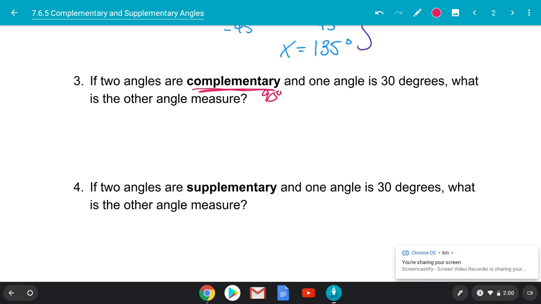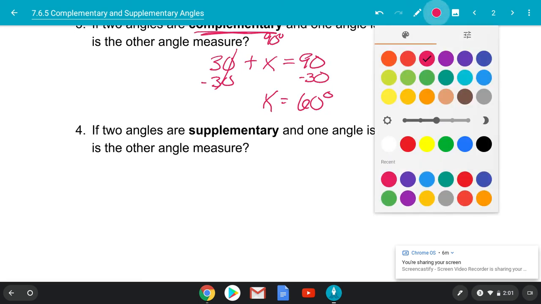the other angle measure? So same idea, I'm going to say 30 plus my other unknown angle is equal to 90 degrees. Solving this one-step equation, or if you were to just do 90 minus 30, we're going to get x equals 60 degrees. So our unknown angle is 60 degrees.